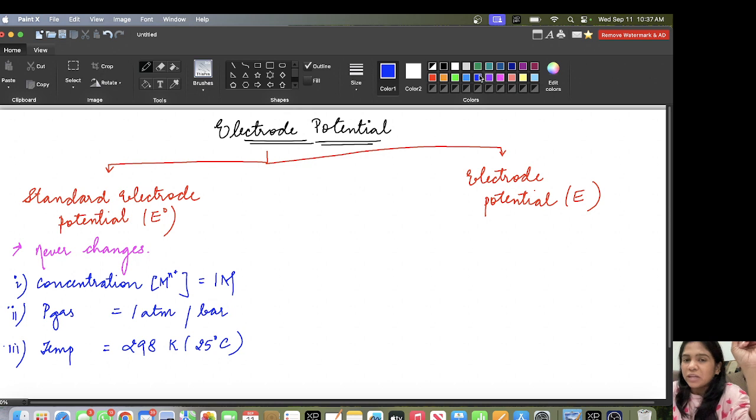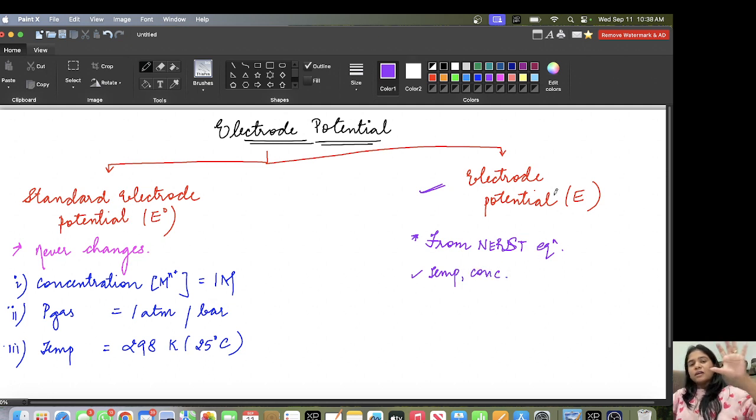Now the electrode potential is something which changes. How do we calculate electrode potential? From your Nernst equation. In different conditions it changes, and from your Nernst equation we can calculate the electrode potential. This definitely depends upon many factors like your temperature and your concentration. But in standard electrode potential we have fixed certain things.